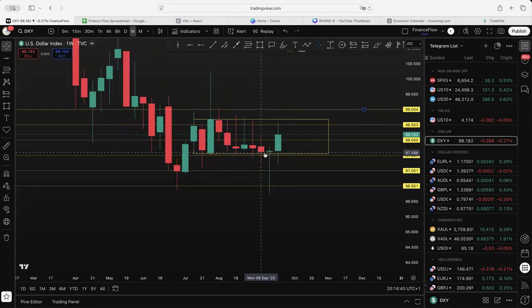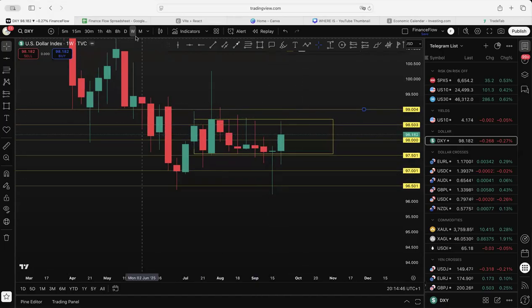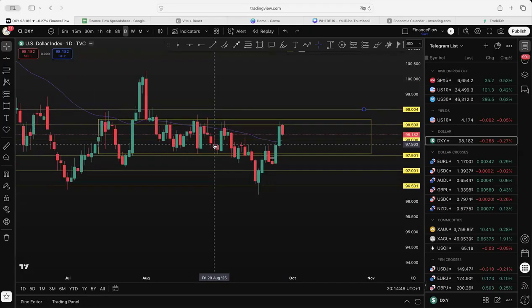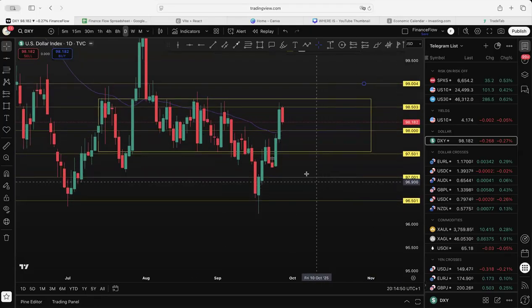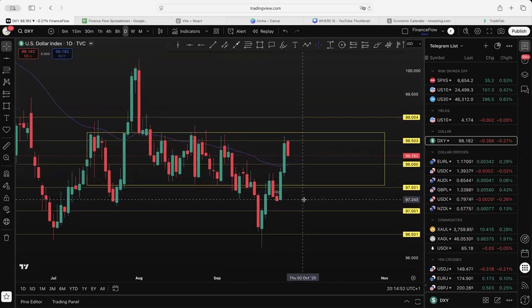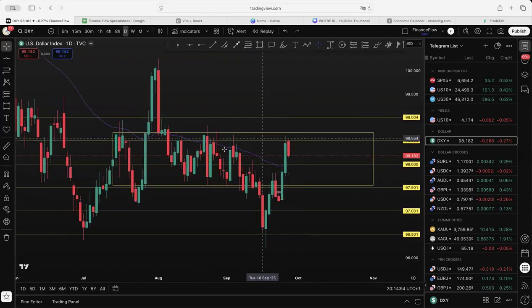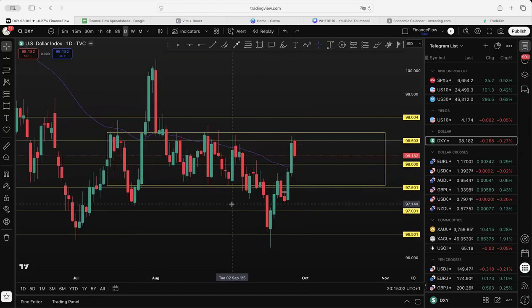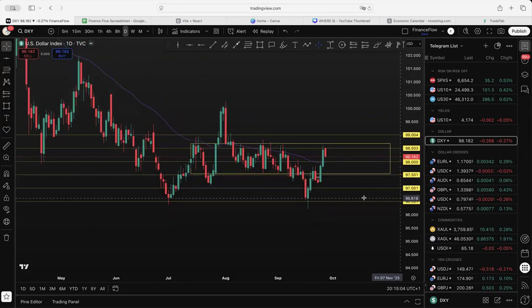Last week, potentially, we're obviously always looking to pull to the upside here. Let's have a look on the daily. Friday obviously wasn't such a great day for the US dollar, but still we're trading in this consolidation here, but there's actually no trend here.